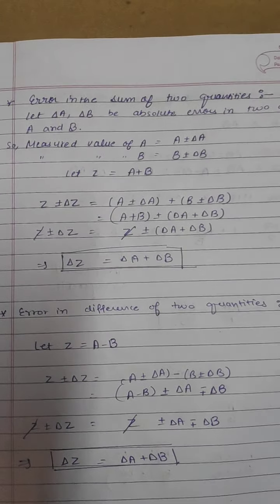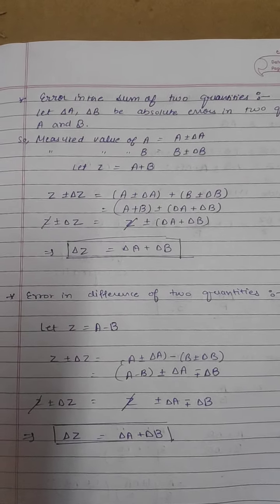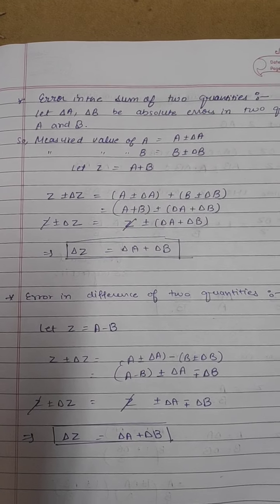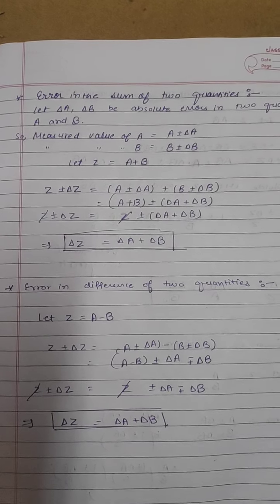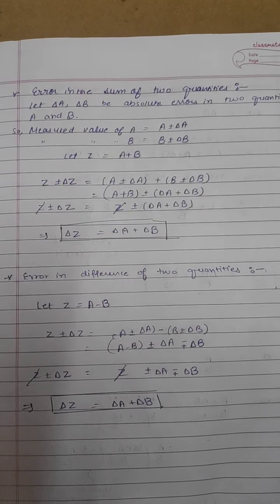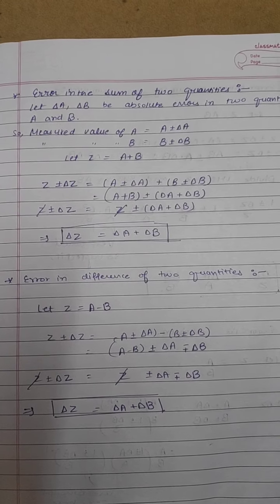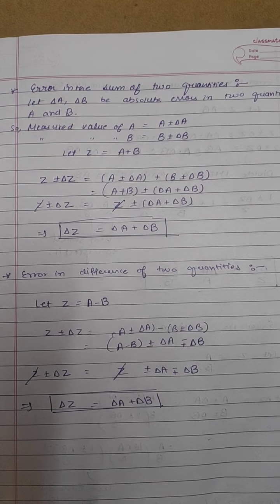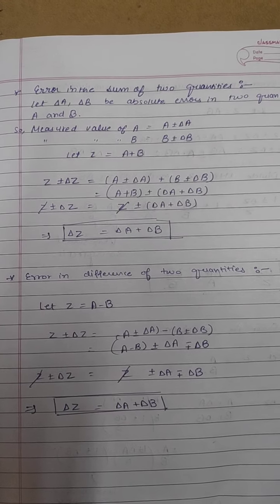Today's topic is error in the sum of two quantities. For this, let us take delta A and delta B to be the two absolute errors in two quantities A and B. So what will be the measured value of A? It will become A plus minus delta A.